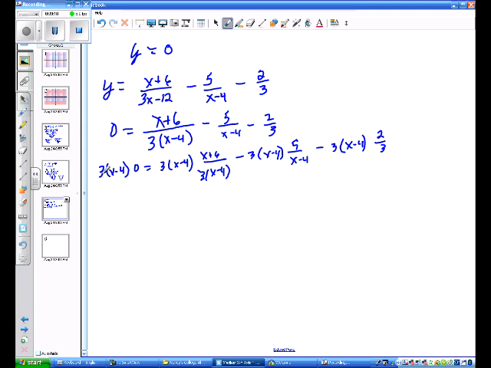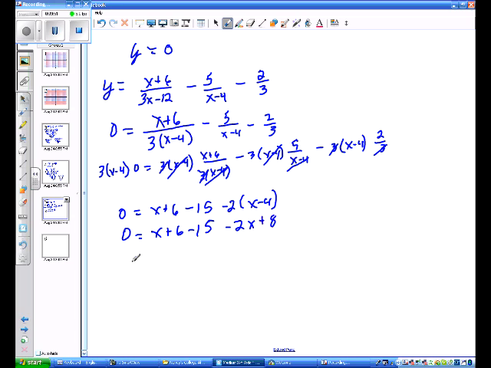Now on this side, it's times 0, so that's simply going to be 0. Here our 3 cancels, our x minus 4s cancel, so we have x plus 6. Our x minus 4s cancel, so we have negative 3 times 5, which is negative 15. Our 3 cancels, and we have negative 2 times (x minus 4). So 0 equals x plus 6 minus 15 minus 2x plus 8.